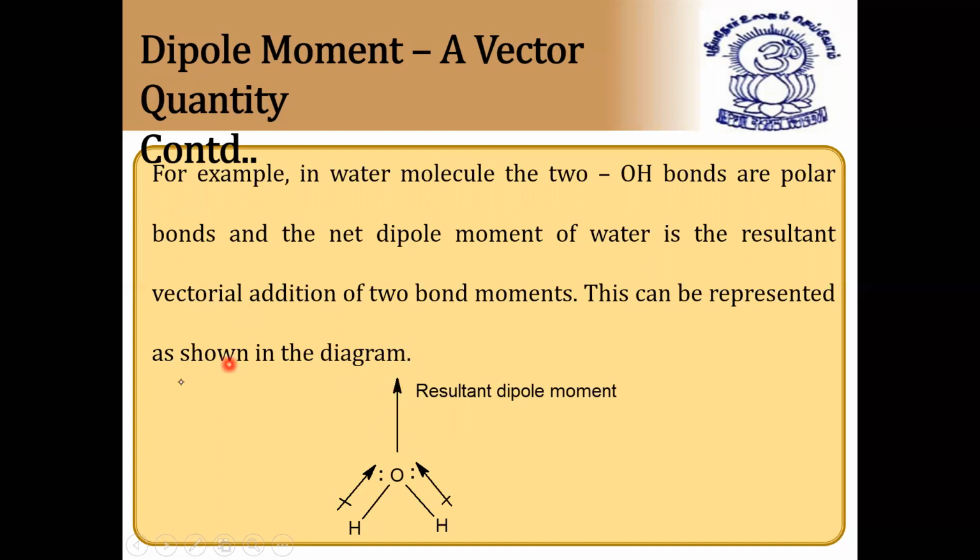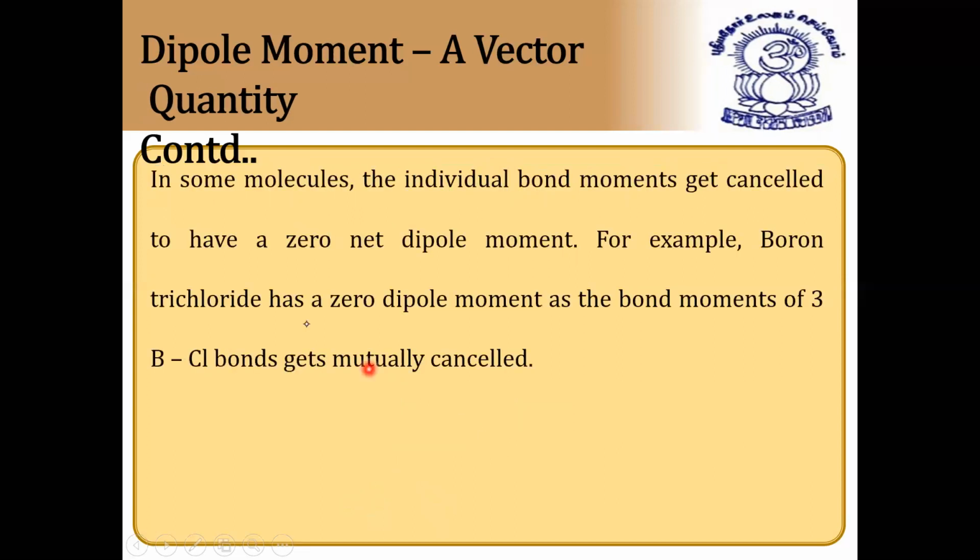So this can be represented in the diagram as shown in the figure. So this is called dipole moment. I hope it is clear. So dipole moment means nothing but the migration of electrons towards the most electronegative atom, that is, from one atom which is less electronegative to the other atom which is more electronegative in a molecule. It is defined as the product of Q into D, that is, charge into distance. In some molecules, the individual bond moments get cancelled to give a zero dipole moment.